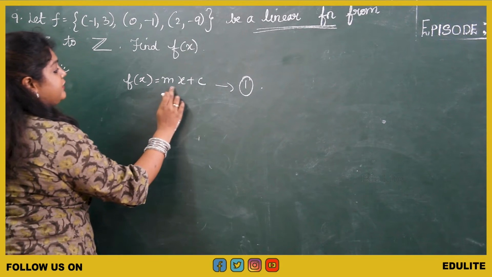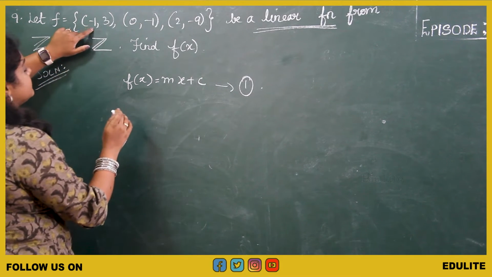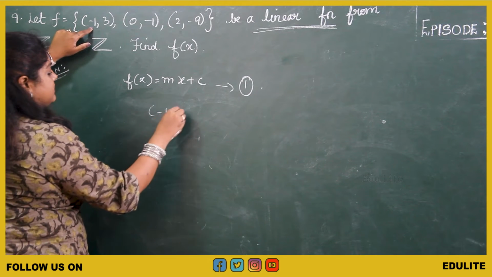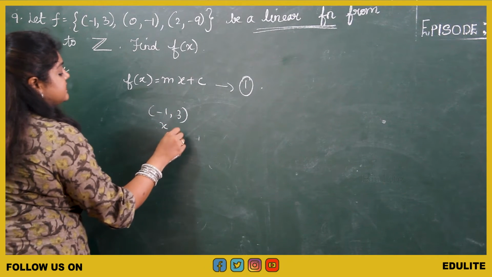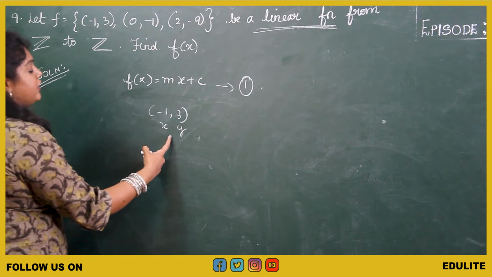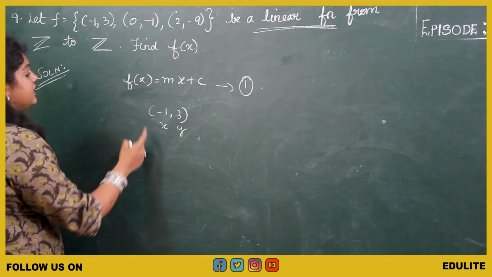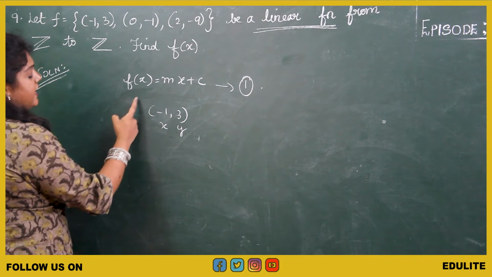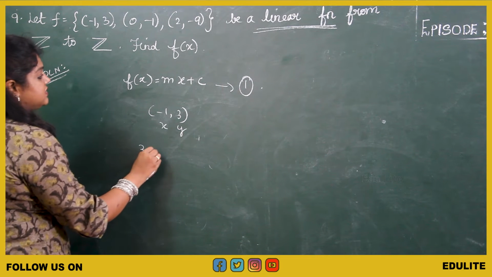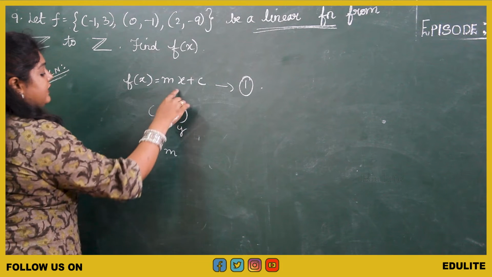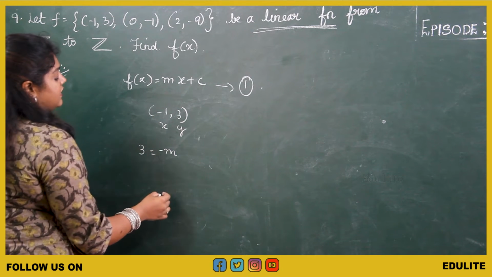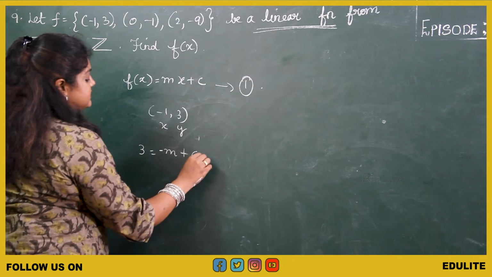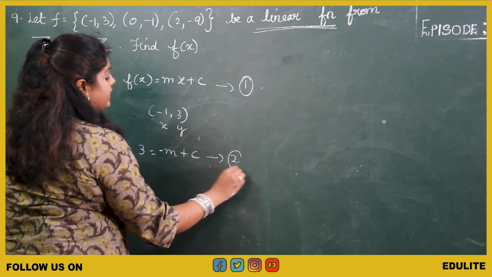For finding the values of m and c, we will take the ordered pair minus 1 comma 3. We all know that this represents x and this represents y. I am going to substitute this in the first equation. So f of x, that is y, both are the same. Therefore, f of x value is 3, m into the x value, which is minus 1. Therefore, minus m plus c. This we will consider as equation 2.